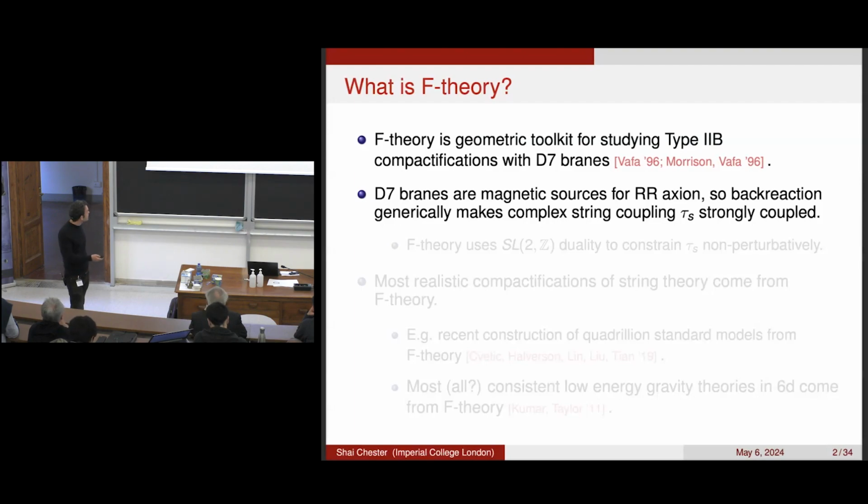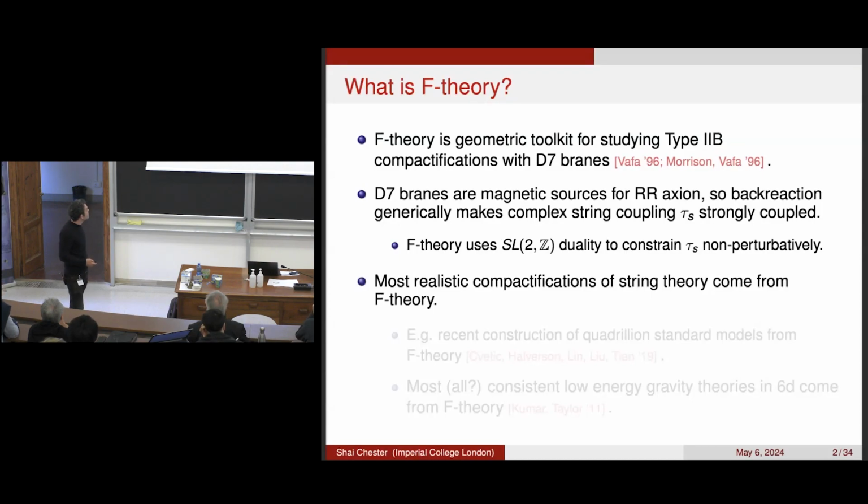And so in particular, what F-theory is, is basically a way of using this SL(2,Z) duality, or I guess modularity in the context of this conference, to constrain the possible values of the string coupling non-perturbatively. I'll explain in a bit more detail what this toolkit is in the coming slides, but that's the basic idea of what F-theory is. So it's not like M theory, it's not an actual physical theory, it's just methods to study type 2b string theory in the presence of D7 branes.